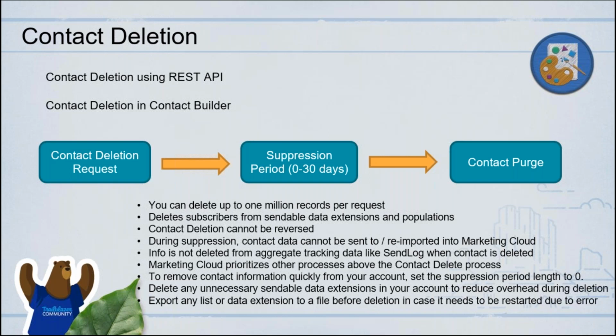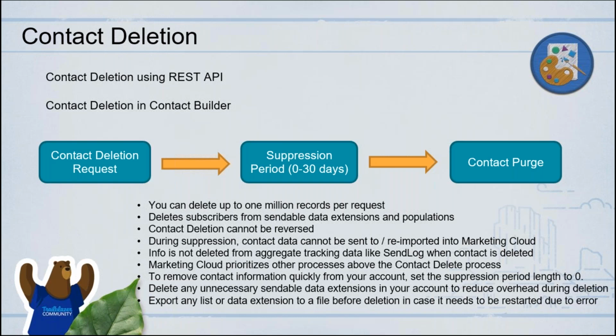Now, keep in mind, it only looks at the data in sendable data extensions and populations, and any of the lists that you have, Email Studio lists or mobile lists. It will not search your non-sendable data extensions. If you have contact information there, it won't delete it.